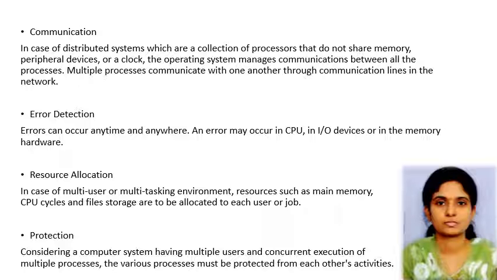And next we are going to see protection and security. Protection and security come under one bond. A computer system nowadays normally has multiple users, we all know that, and concurrent execution of multiple processes. The various processes must be protected from each other's activities, meaning one process should be protected from a different process.